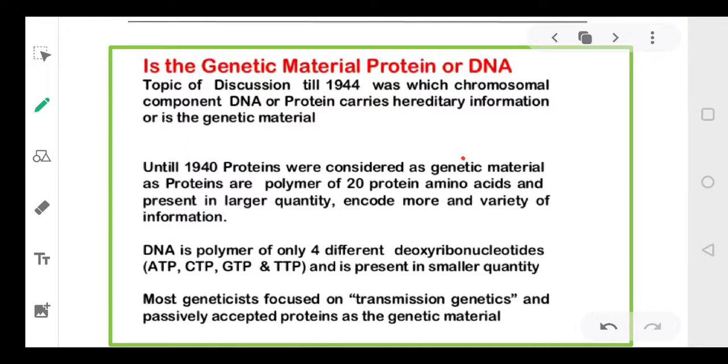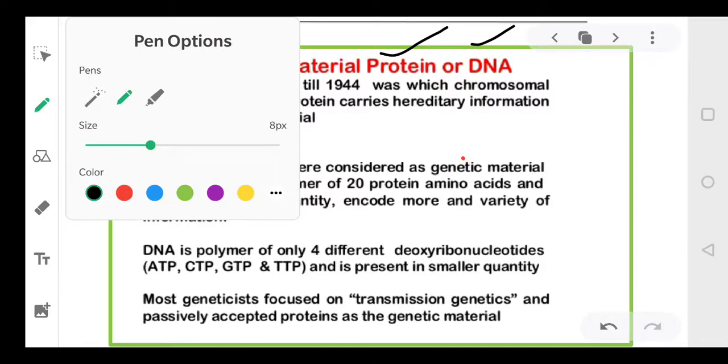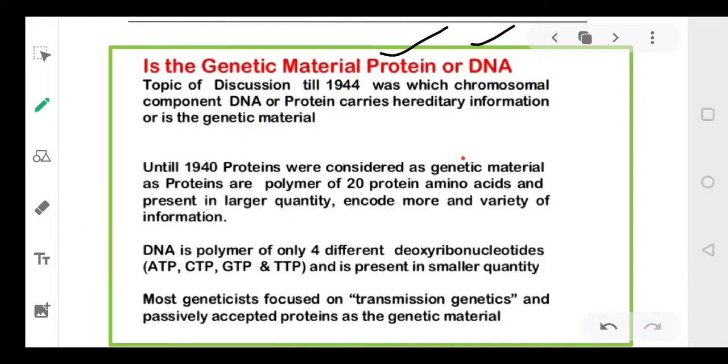Now, is the genetic material a protein or the DNA? This was the concept which was going on, and which was debatable at that point of time. Some of them considered that the protein was the genetic material. Some of them argued that the DNA is the genetic material. And the third category argued that not the protein, not the DNA, but the RNA is the genetic material.